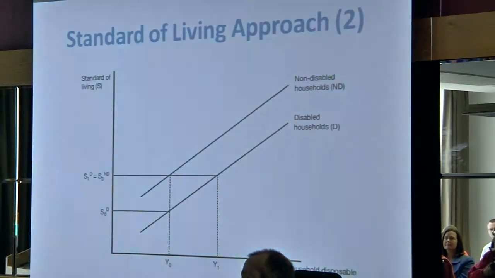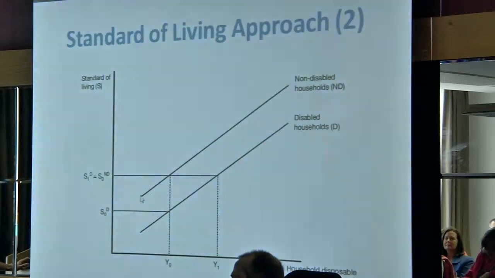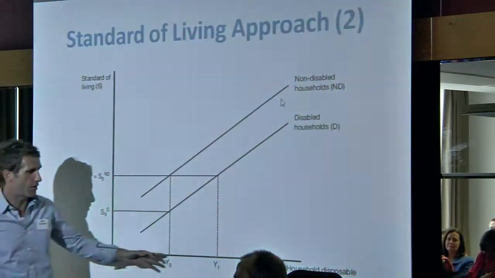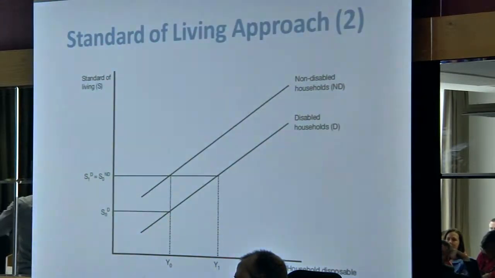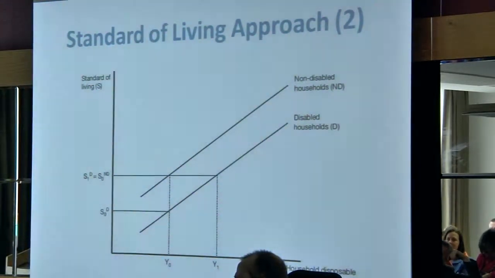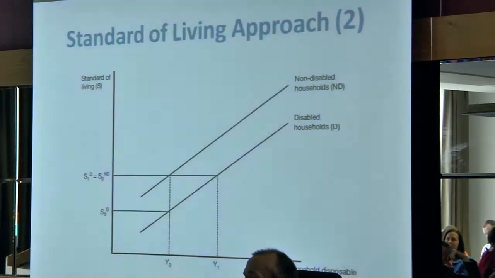The basic idea here is that all of the analysis is going to be done at the household level, and every household is going to have some level of standard of living. For any given household, that standard of living will be a function of the income of the household. So we have income along this axis and standard of living along this axis, and the idea is that as a household's income goes up, its standard of living goes up. Why? Because it can afford to buy more goods and services that are associated with economic well-being. That's fine, and all households are assumed to have this relationship.